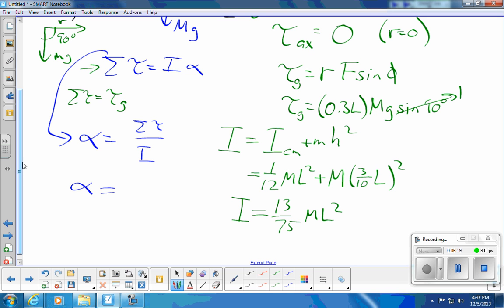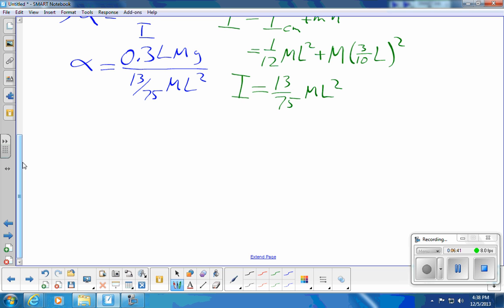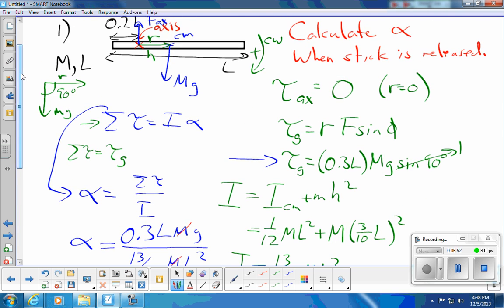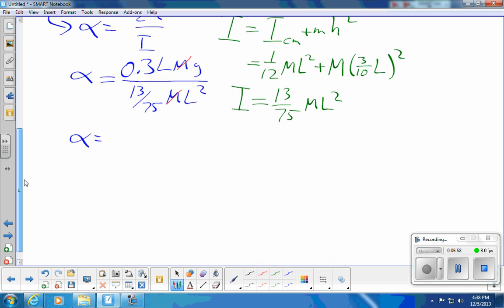The net torque is equal to the gravitational torque, which I have over here, 0.3 LMg. And that's divided by the rotational inertia, which is 13/75 ML squared. And okay, this is now going to get kind of messy in terms of those numbers. I've got some stuff that goes bye-bye. M goes bye-bye, which, I pause for a moment, is interesting because it tells me that the angular acceleration of the stick is independent of its mass, which our intuition might have told us.